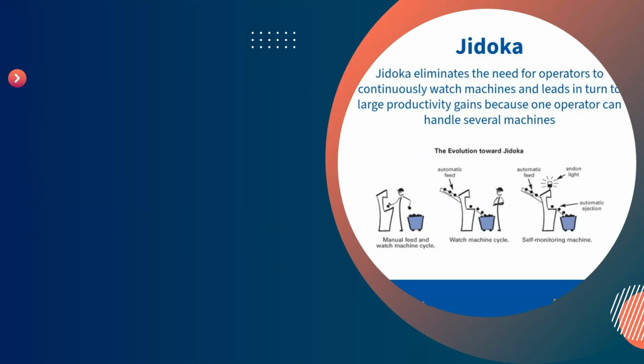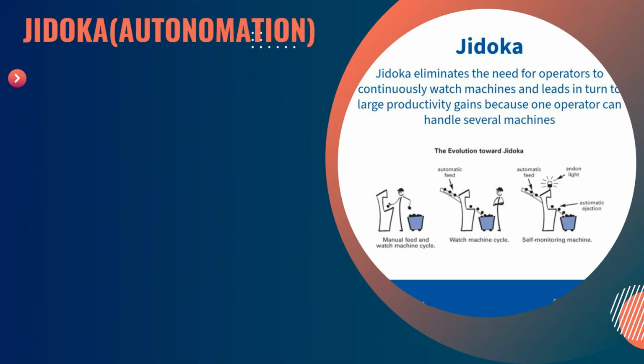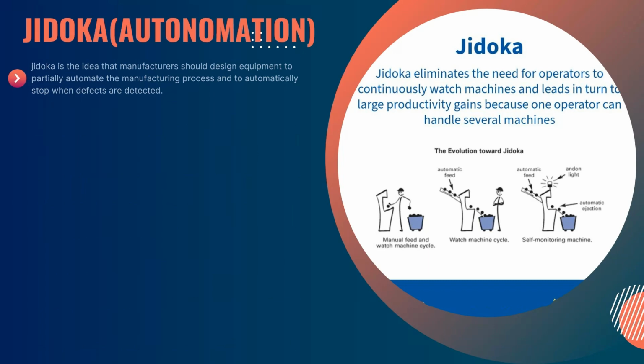Let's go to the next slide and understand about Jidoka, or automation. Jidoka says it is the idea that manufacturers should design equipment to partially automate the manufacturing process and to automatically stop when defects are detected. See, if we give that defect detection capability to the machine, our defects would reduce to a much lesser extent.